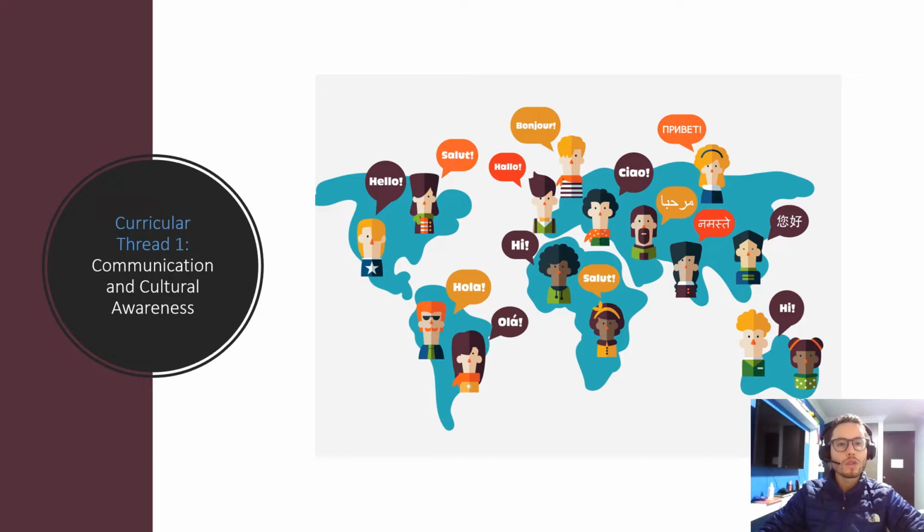We will now focus on Curricular Thread 1, Communication and Cultural Awareness. This thread is comprised of 2 aspects, which are intercultural awareness and identity, and social competence and values. We will now talk about the first aspect.